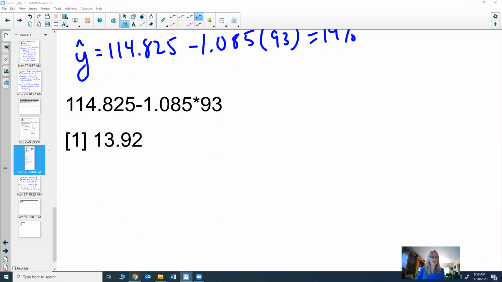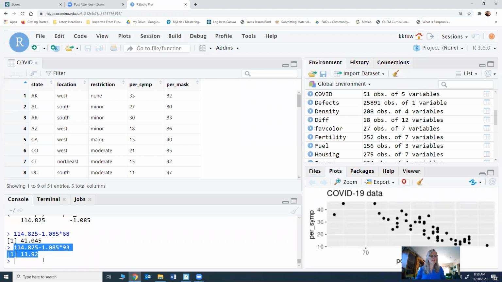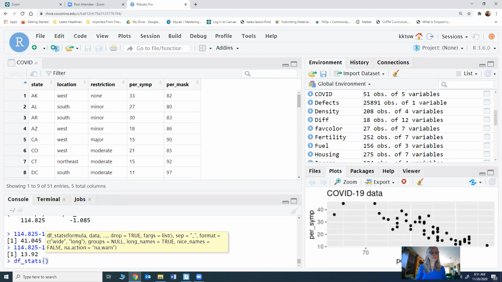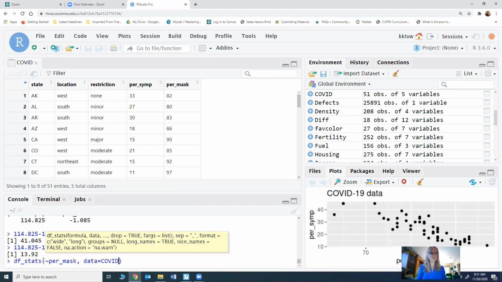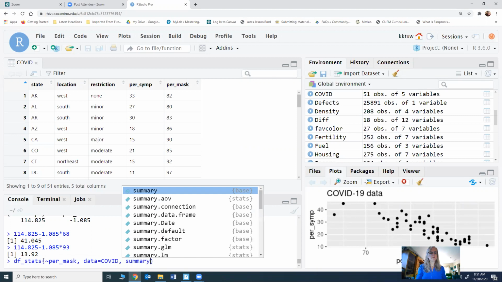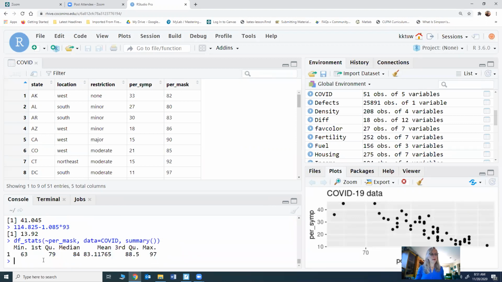What I'd like to do is go back over here just really quickly. I'd like to see what my data ranges between. What are my inputs? So I'm going to do a df_stats for the per mask variable. I want to know what the range is of my X variables. My data equals COVID. And I just want to do a summary. And I can see that my lowest number is 63. So when I picked 63, that was the lowest value I had. My highest is 97.